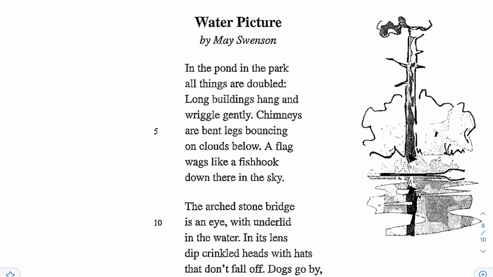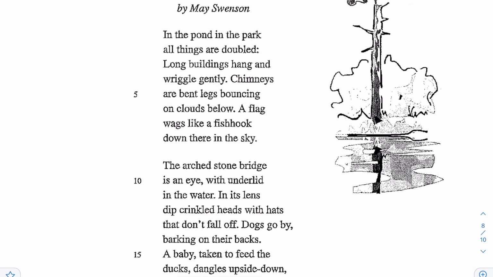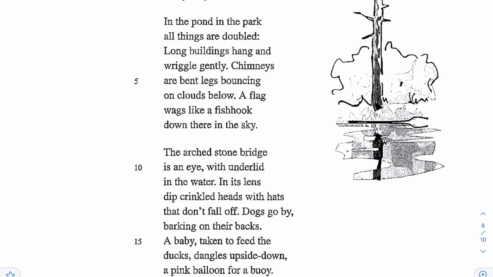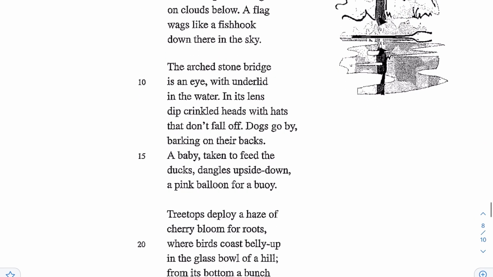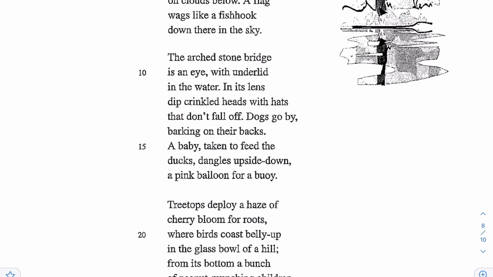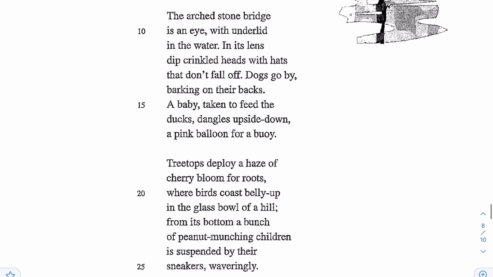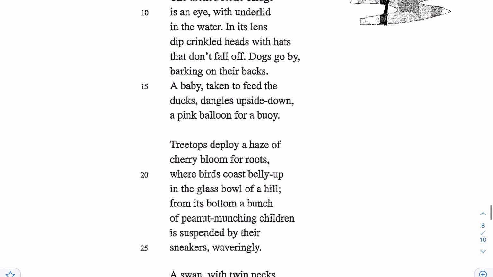So here it's called Water Picture by May Swenson. So in the pond in the park, all things are doubled. Long buildings hang and wriggle gently. Chimneys are bent legs, bouncing on clouds below. A flag wags like a fishhook down there in the sky. The arched stone bridge is an eye with underlid in the water. In its lens dip crinkled heads with hats that don't fall off. Dogs go by, barking on their backs. A baby taken to feed the ducks dangles upside down, a pink balloon for a buoy.